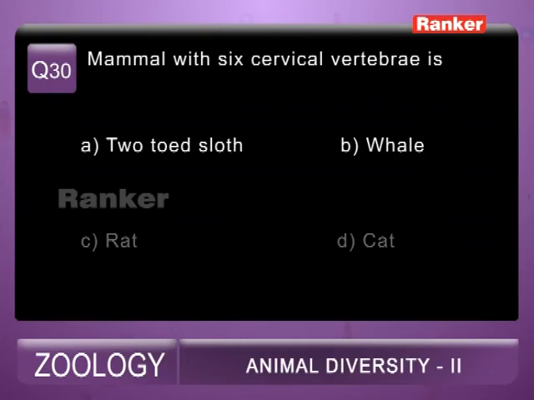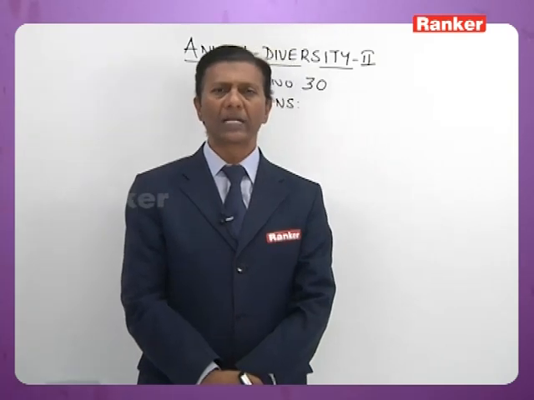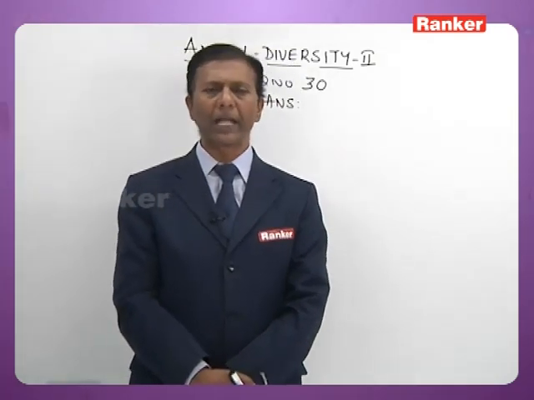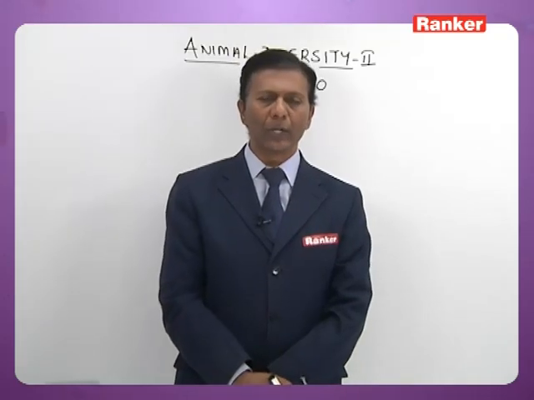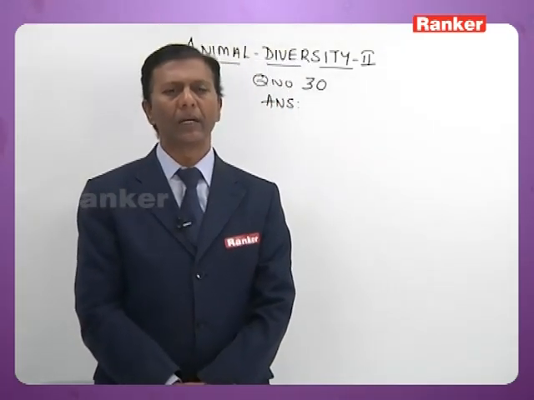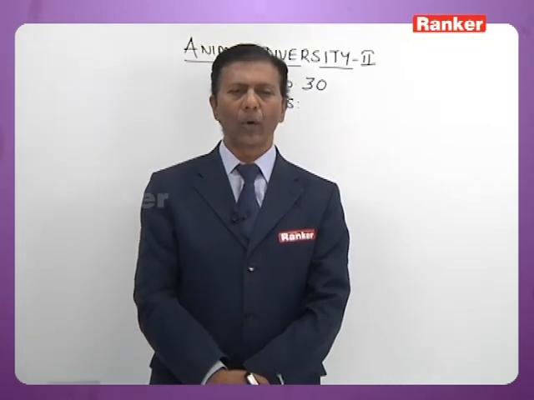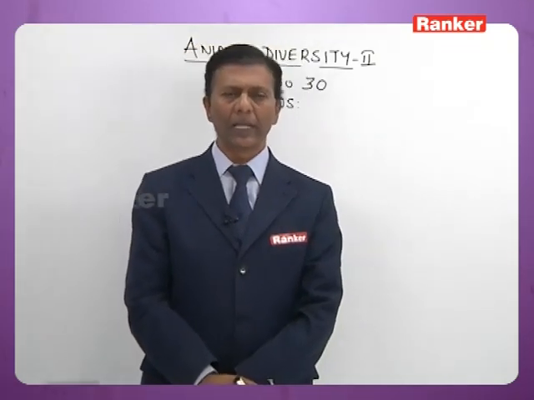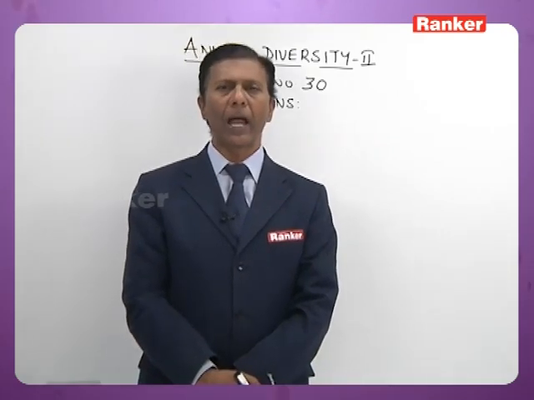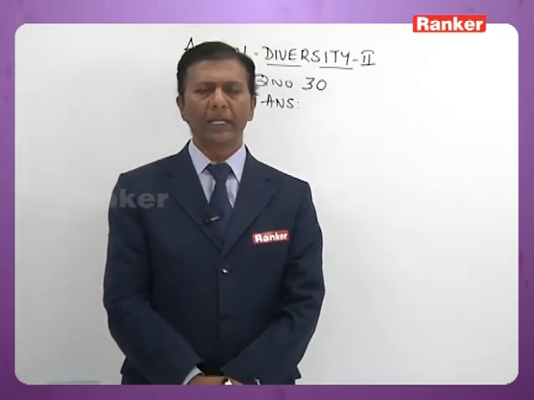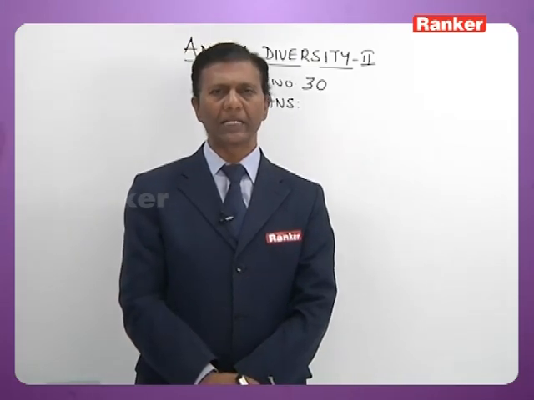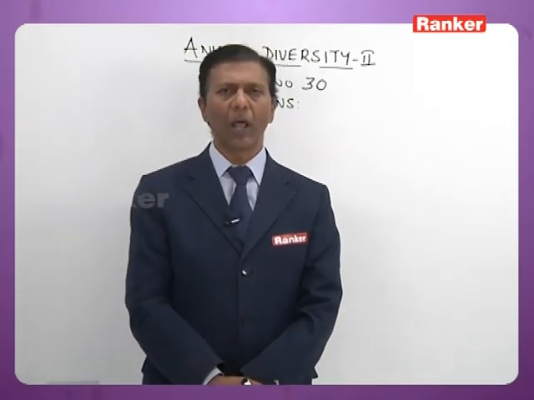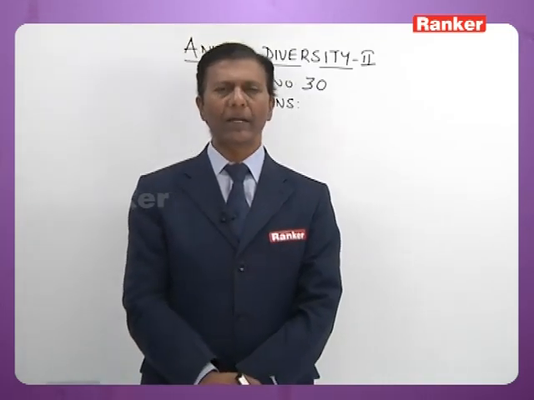Now question number 30. Mammal with 6 cervical vertebrae is A, two-toed sloth, B, whale, C, rat, and D, cat. Most mammals are characterized by the presence of 7 cervical vertebrae, barring exceptions like dugong, sea cows, and two-toed sloth, Choloepus, which have only 6 vertebrae. Tamandua anteater has got 8 vertebrae. Then Bradypus tridactylus has got 9 vertebrae. So except these 4 or 5 mammals, the rest of the mammals have 7 vertebrae in the neck.